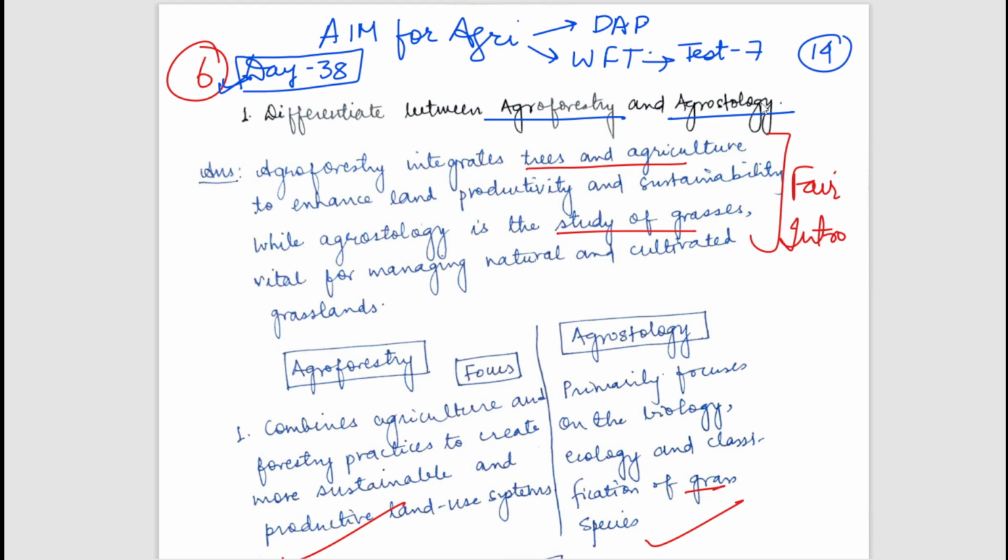So what is agroforestry? We all know that agroforestry is growing forestry trees simultaneously on the same field with agriculture crops. That is agroforestry, agriculture plus forestry. And what is agroastrology? Agroastrology is nothing but the study of grasses. So we should keep it in mind. Let's see how the student has differentiated between the two.